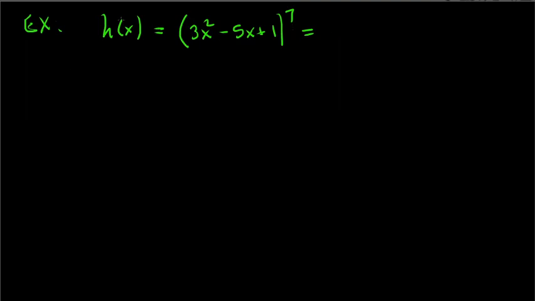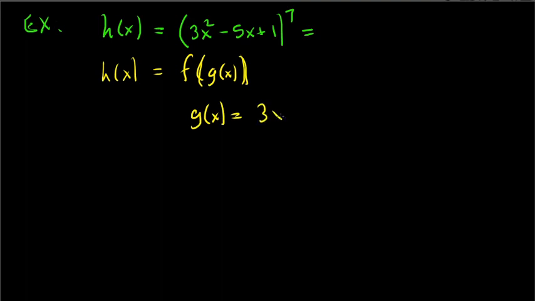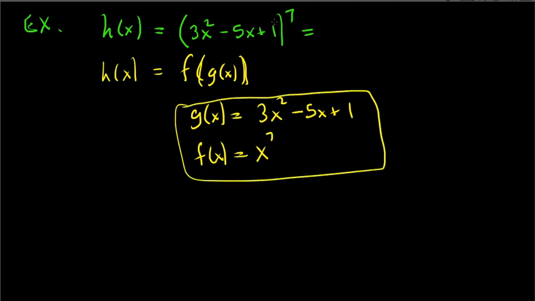But we can think of this as two simpler functions. We can think of this function as a composition of two other functions, say f and g. So what's on the inside of the parentheses here? On the inside of the parentheses is the quadratic, 3x squared minus 5x plus 1. So what does f do to that? Well, we have to take the 7th power. So f should just take the 7th power of whatever's in the parentheses. So this is one way to decompose this function.